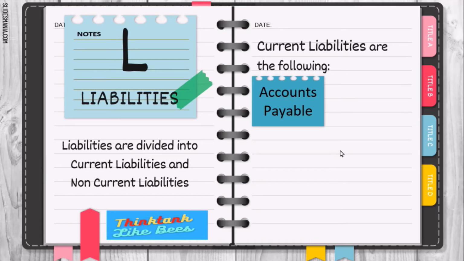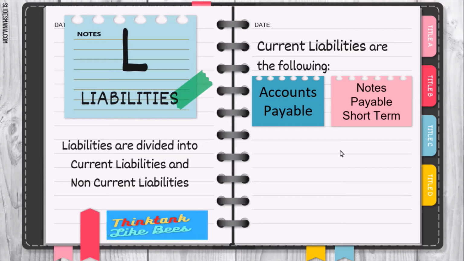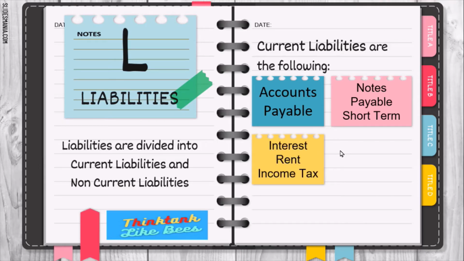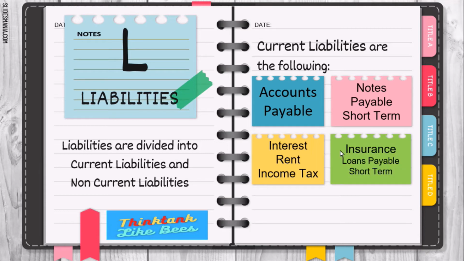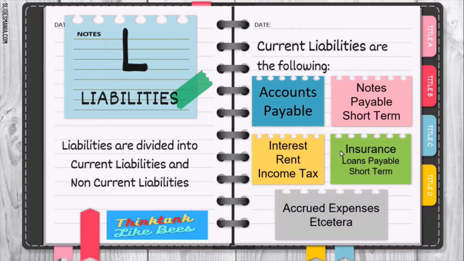Current liabilities are the following: accounts payable, notes payable short-term, interest payable, rent payable, income tax payable, insurance payable, loans payable short-term, and then accrued expenses, etc. Those are obligations of the company that are short-term, meaning they can be paid within the span of 1 year, so we call them short-term payables.